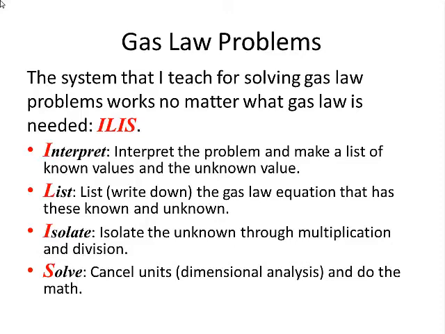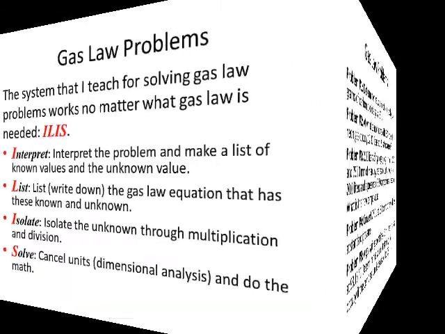So you're going to interpret the problem, make a list of the known and unknown values. You're going to list the equation. You're going to isolate the unknown. You're going to do that by plugging in the values you know. And you're going to solve. You cancel units and solve the problem.